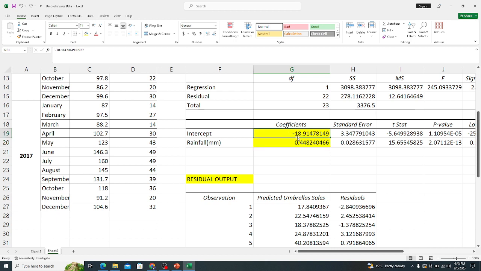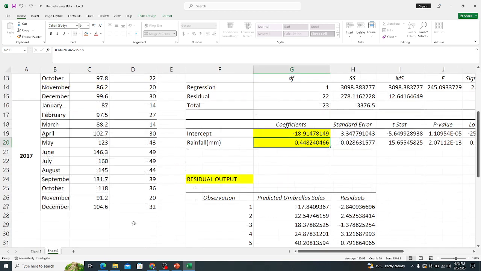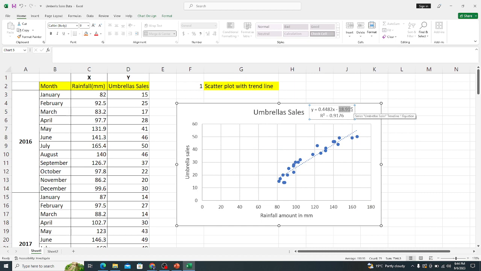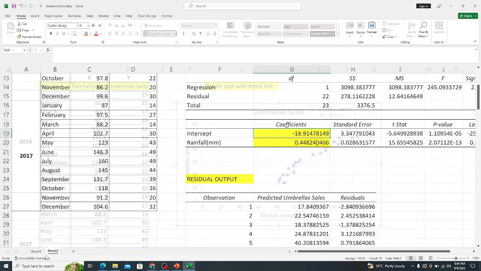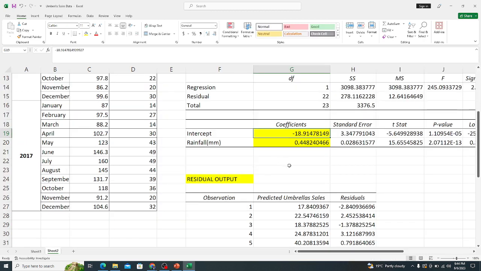Wangui. So, I was saying that for the slope, you can see we are getting the same value as this one, which is 0.4482. Then for the y-intercept, we have a negative 18.91478. If we round off those decimals, definitely you'll have this value. Meaning the two different methods have the same results.